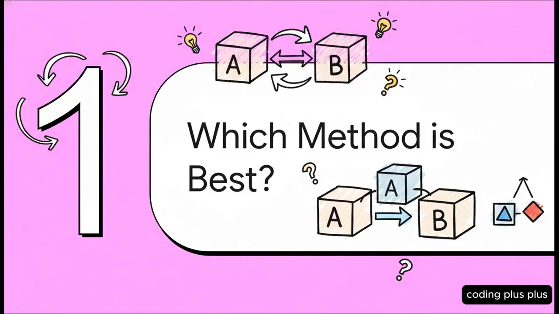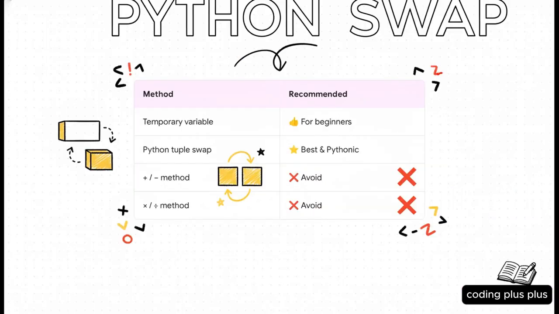So we've seen a couple of different ways to get the same result. And that brings up a really good question. Which method is actually the best one to use in your own code? Well, this table breaks it down pretty clearly. The temporary variable method is great for learning the logic, but for day-to-day coding, the Python tuple swap is the gold standard. It's the best and most Pythonic way. You'll want to avoid those other mathematical methods as they can be risky and cause problems with certain numbers.